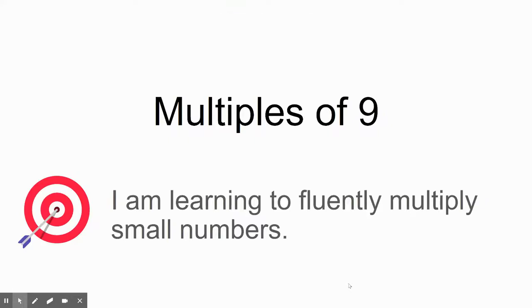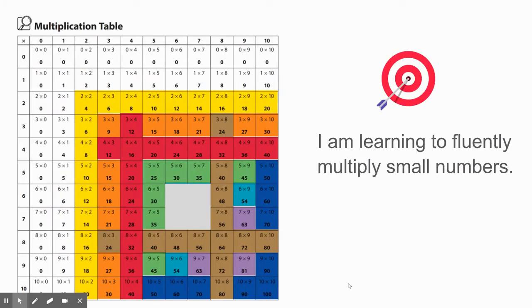Today we're going to be working on multiples of 9, or a strategy for figuring out times 9 facts. Remember, our target is to learn to fluently, which means quickly and efficiently, multiply small numbers. So slowly but surely, we could be filling in our multiplication table as we talk about these strategies.